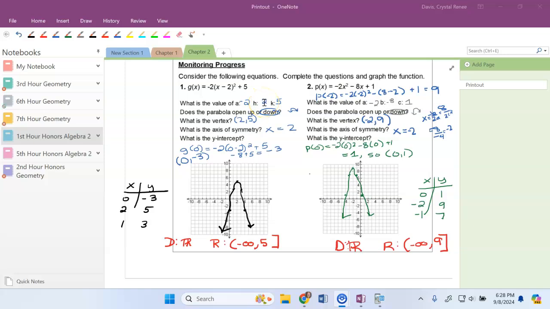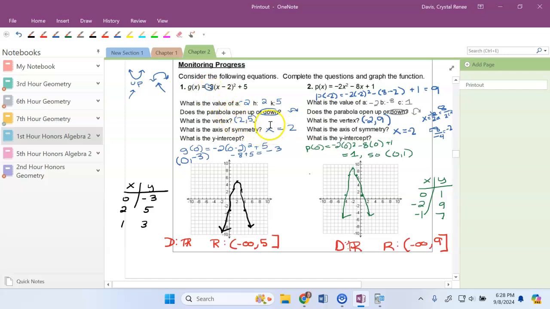Now, something I didn't mention in the video before is our A value determines whether we open up or whether this opens down. Think of this A value right here as a reflection over the x-axis. So if this is negative, this is what we look like. If it's positive, this is what we look like. So vertex is 2, 5. We open down because there is a negative, which is a reflection over the x-axis.